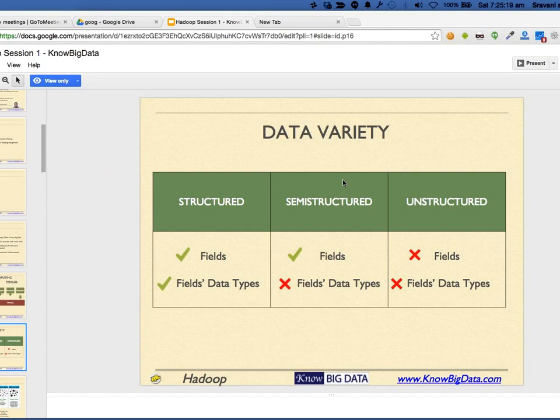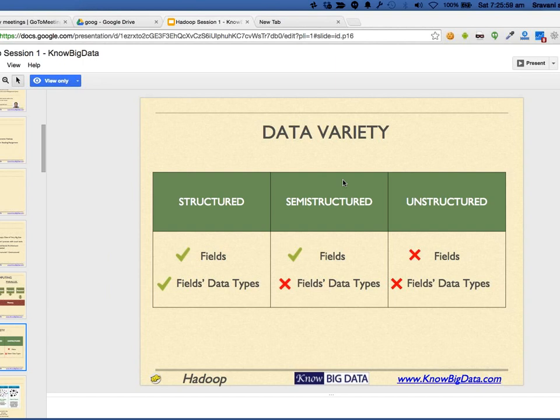So when we talk about data kinds, it could be structured, unstructured, and semi-structured. Structured data is the one which has fields. In case of structured data, we know what the fields in the input are, as well as the data types of each of the inputs. For example, a relational database.